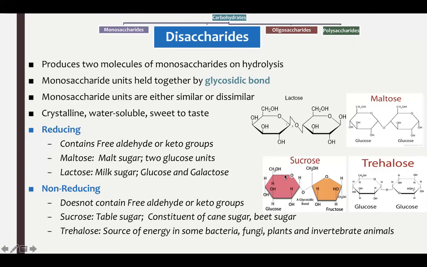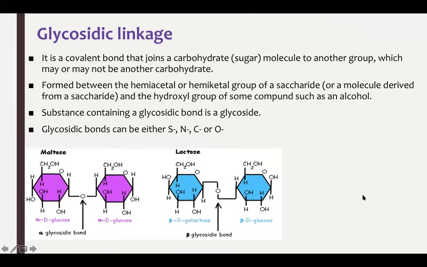Then we come to the non-reducing sugar. This is sucrose, which doesn't have any free aldehyde or keto group, because in the anomeric carbon, you can see the hydroxyl group is bound with CH2. Okay, and sucrose is also called table sugar. It is also known as cane sugar or beet sugar. Trehalose is found in some bacteria, fungi, plants, and invertebrate animals.